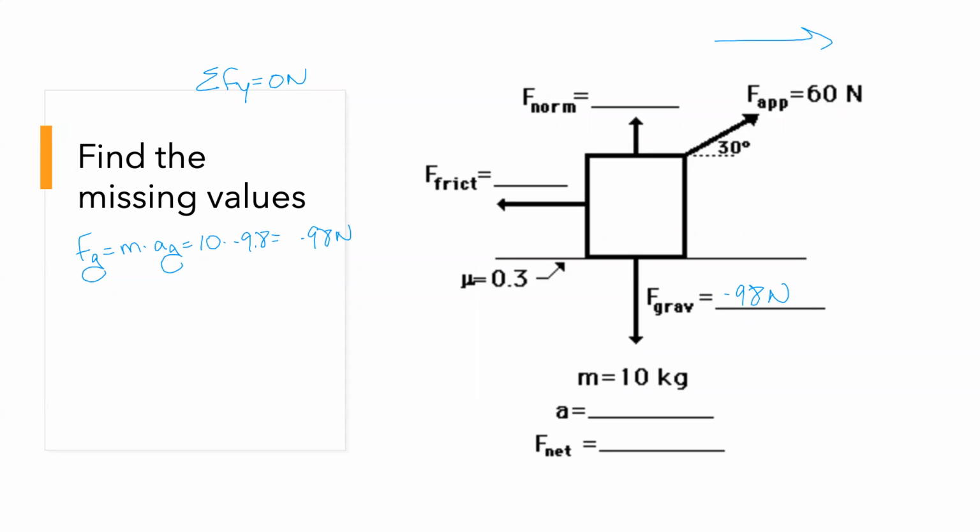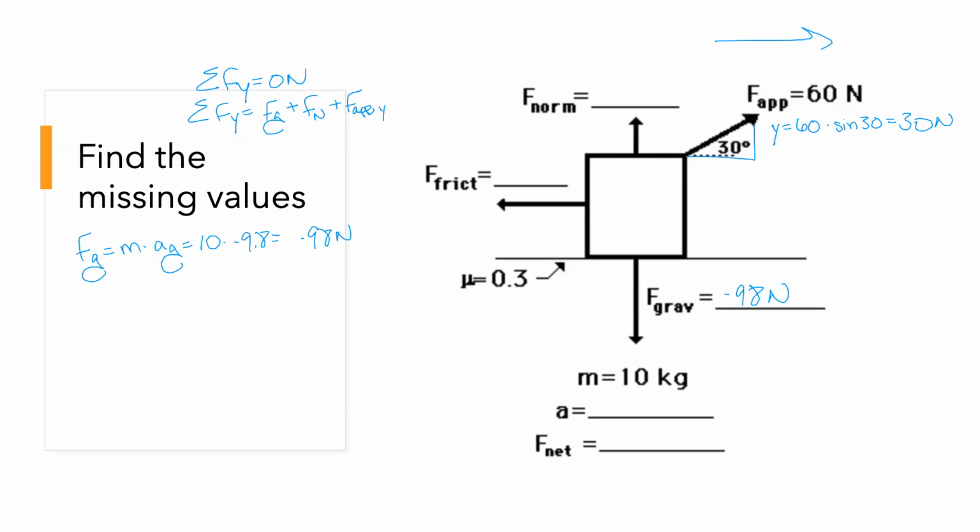Now, how does that help us here? Well, if I think about the other things in the y direction, we have force of gravity, we need normal force, and we need the y component of the applied force, which we can get using our trig functions. So to get the y component, remember it's going to be the magnitude sine theta. So in this case, 60 sine 30 is 30 newtons.